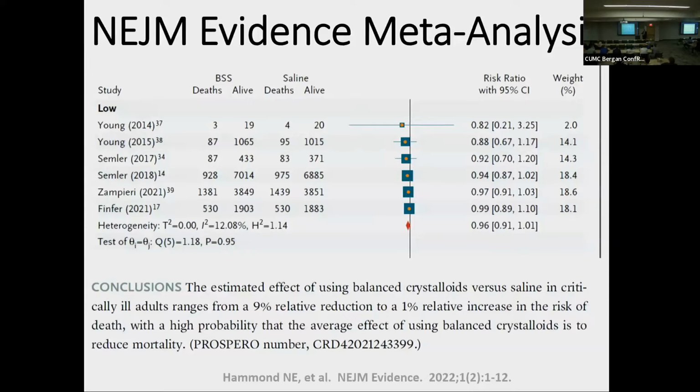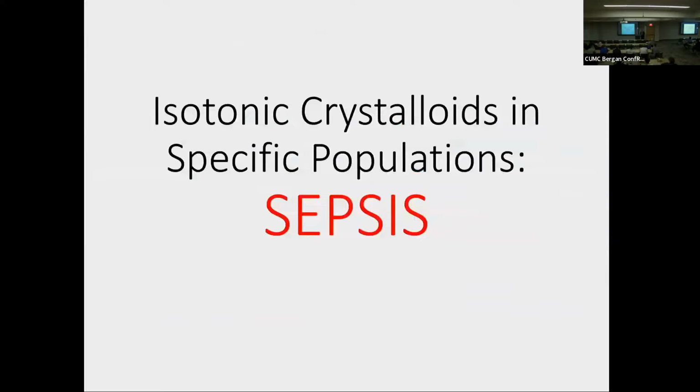It ranges someplace between a 9% relative reduction in mortality to a 1% increase in mortality, in the risk of death, with a high probability that balanced crystalloids reduce mortality. It's about a 90% probability using Bayesian principles.